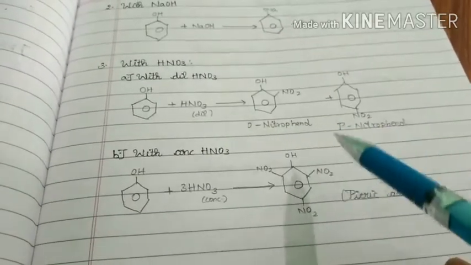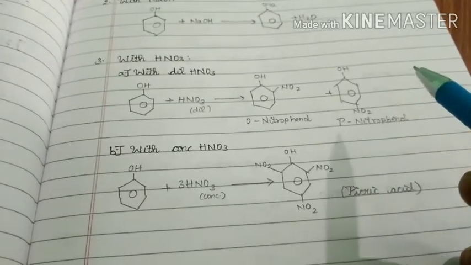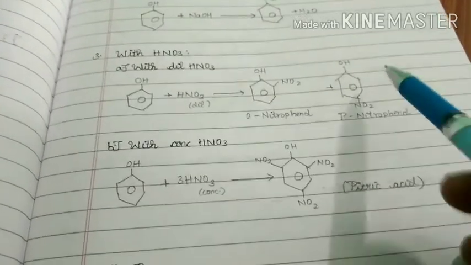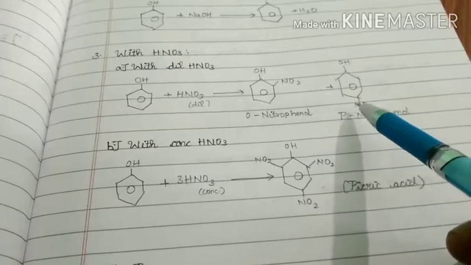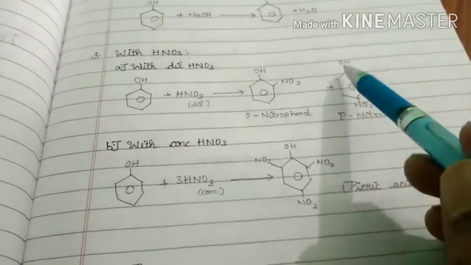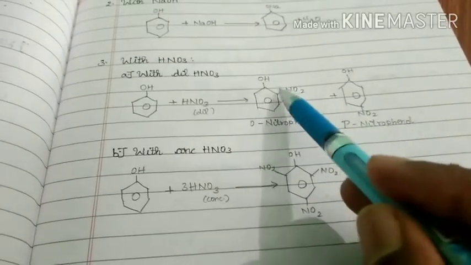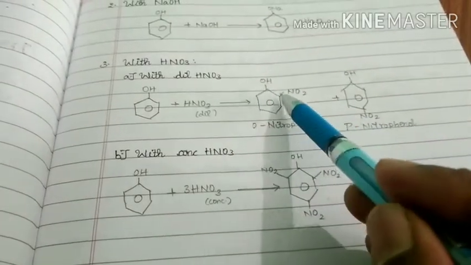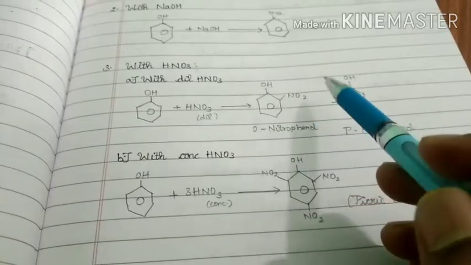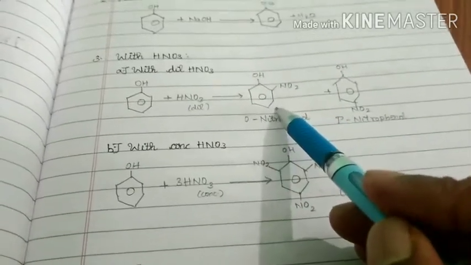Of them, which is more stable? Nothing but which is the major product? Paranitrophenol, because in that case repulsions are very less, but in the ortho case repulsions are more because those two groups are present at adjacent positions. Then there is a chance of repulsions, so automatically it is less stable.